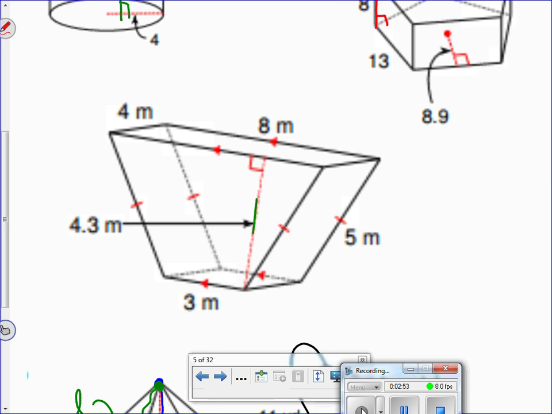Put me on pause, just make a guess, and then come back and check it. Okay, quite often students will identify this as the height of the trapezoid and think that means it's the height of the prism. Don't make that mistake. The height of the prism still is the distance between the two bases. In this case, it's 4.